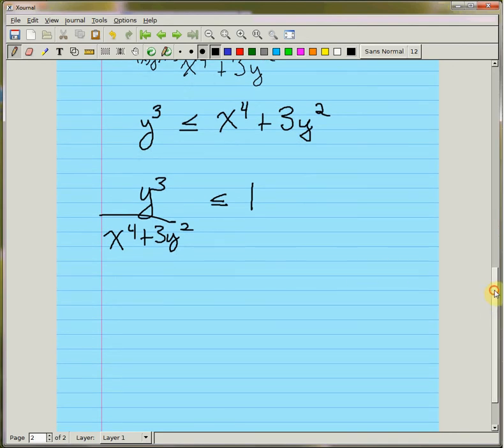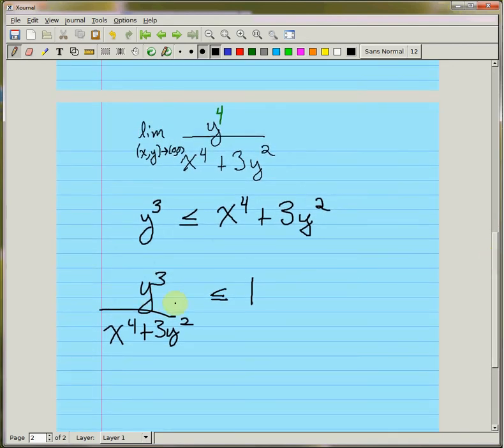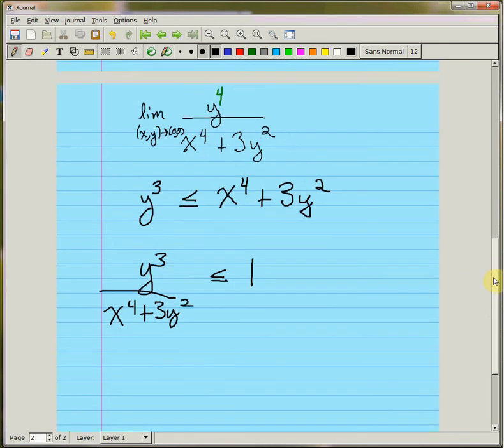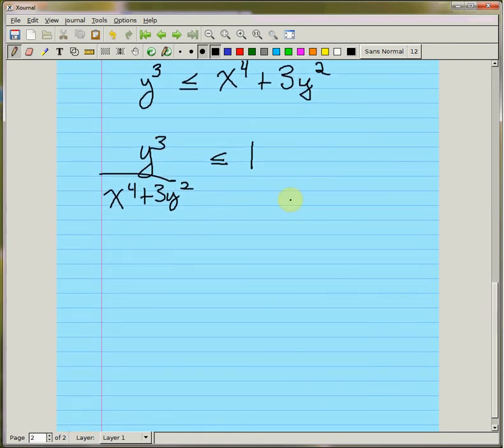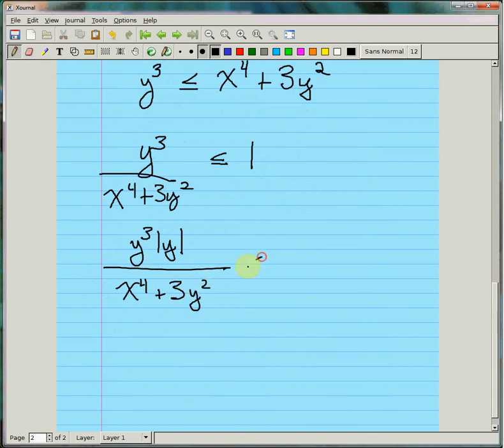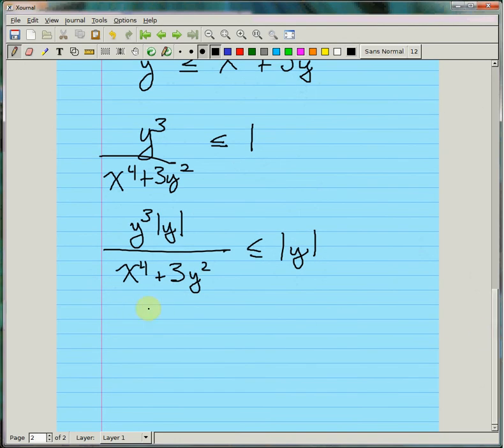And now what I'm trying to do is get some kind of inequality involving this expression. I'm almost there. The only thing is I'm missing a y here, and I left that off on purpose. What I want to do now is multiply both sides by the absolute value of y. And if I do that, then I get y cubed times the absolute value of y over x to the 4th power plus 3y squared is less than or equal to the absolute value of y. Okay. And this is just the same thing as y to the 4th power.